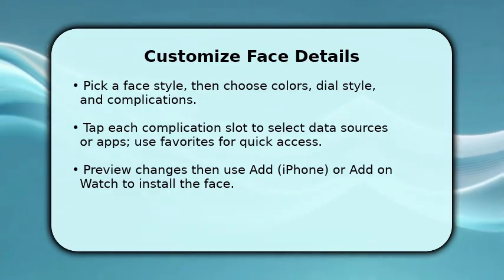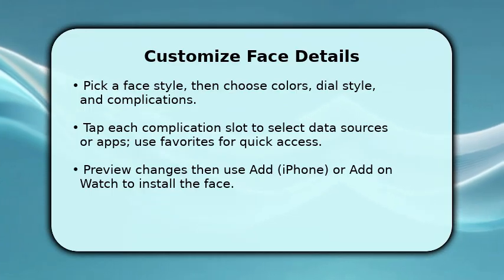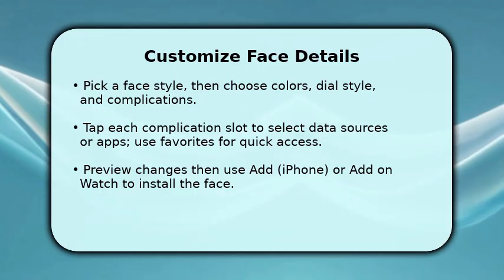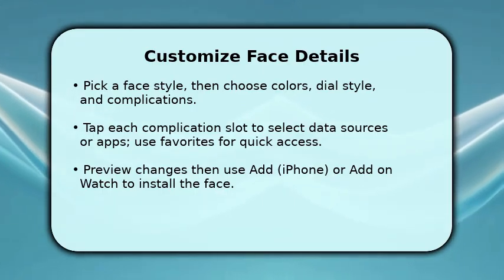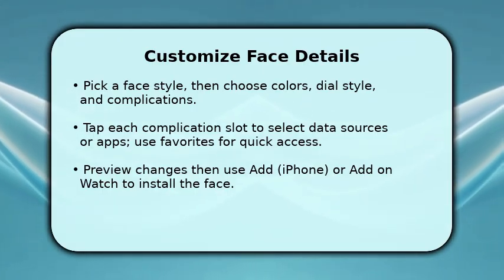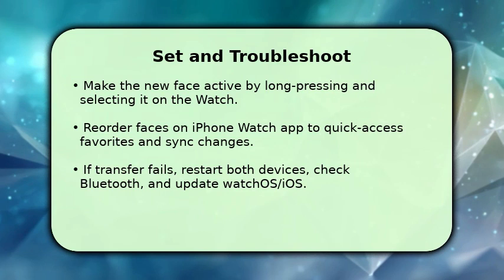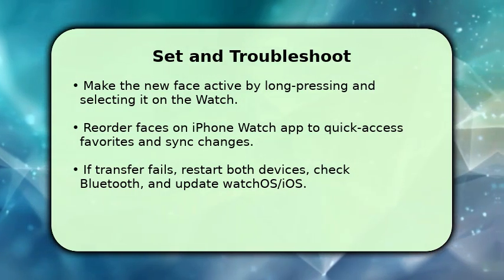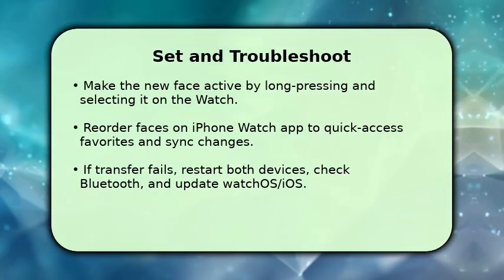If using the iPhone, tap Add to send it to the watch, or on the watch tap Add. Make sure complications are useful, not cluttered. Finish by making the face active. Long press the watch display and swipe to your new face, or set it as current from the Watch app on iPhone. Reorder faces in the app so your top choices are one swipe away.